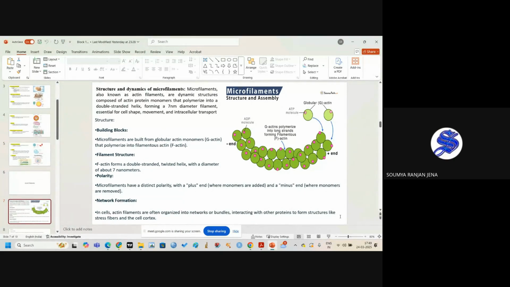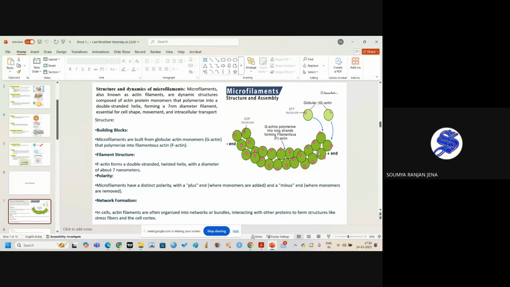We'll discuss the actin filaments or actin structure. These are called microfilaments, and microfilaments are also known as actin filaments. These are dynamic structures composed of actin protein monomers, which polymerize into double-stranded helix-like structures, forming 7 nanometer diameter filaments. These actin filaments are essential for cell shape, movement, and intracellular transport, during protein transport.